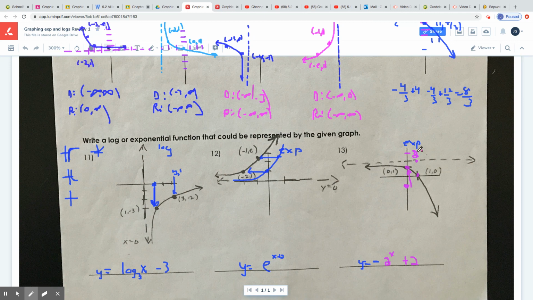So you might have to do a guess and check. I would always guess with 2 first. If 2 didn't work, I would see if 3 would work. So you would start with your point, do the transformations you know are happening to figure out what the base is. All right, so these are a little challenging.